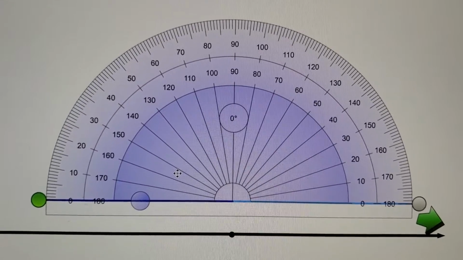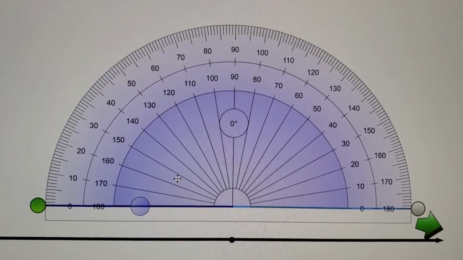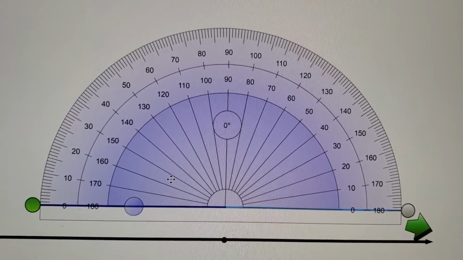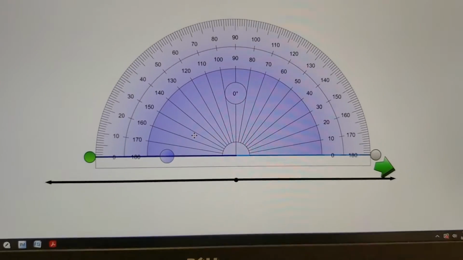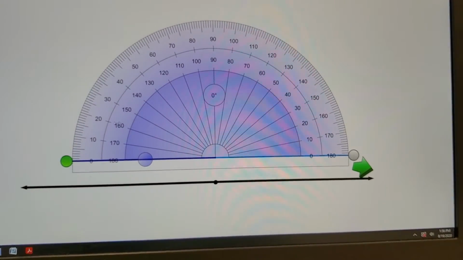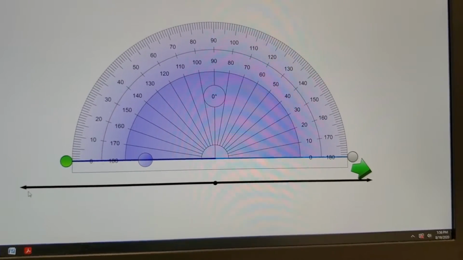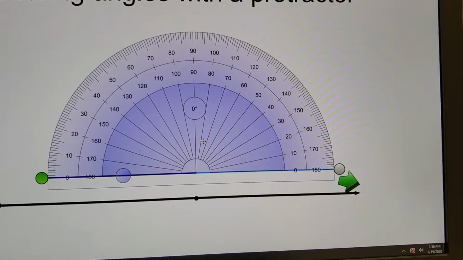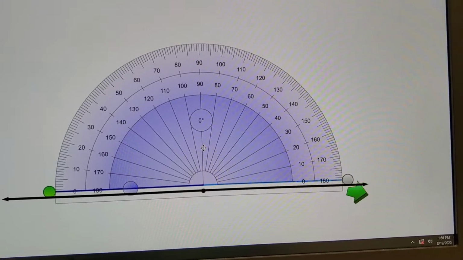But it's important to know the difference of the different types of angles that there are to make it easier to measure them. Okay, why don't we start with a straight angle? We all know what a straight angle looks like. And in the last lesson, I told you that a straight angle equals 180 degrees. So let me prove that to you by moving my protractor over top of it.